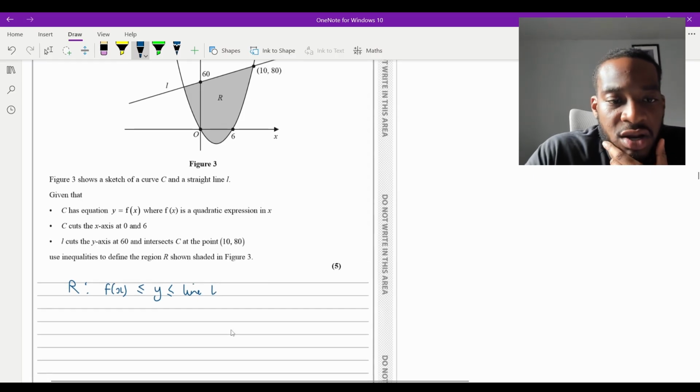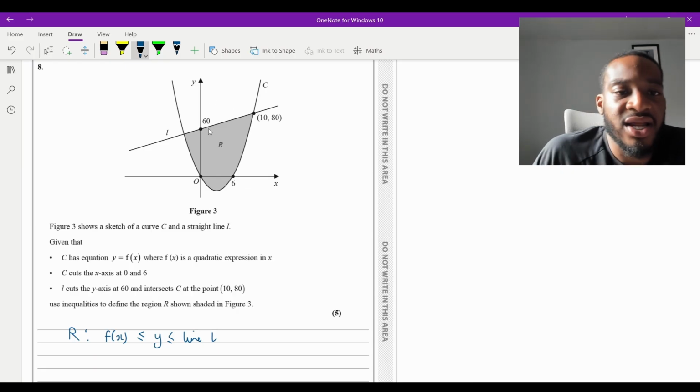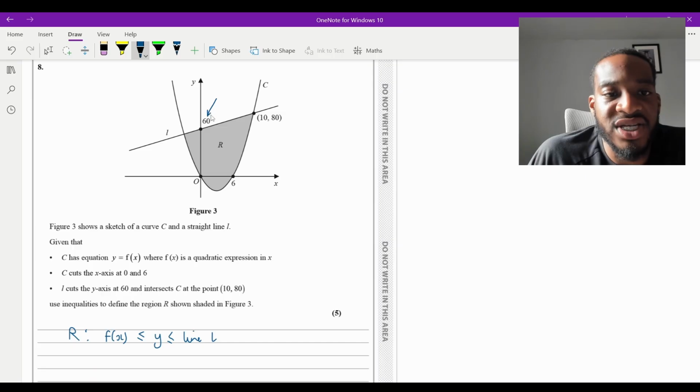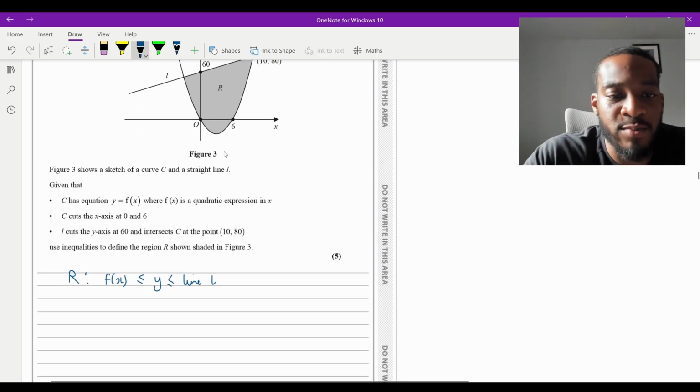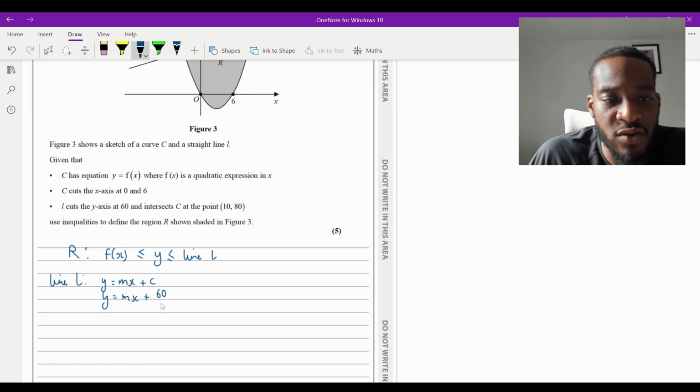So let's start. Let's do the line, because that's easier anyway. So what do we know about the line? We can see quite clearly that it has an intercept of 60. So for the line L, we've got y equals mx plus c. And we know the y-intercept is at 60. So I'm going to update this to say y is equal to mx plus 60 so far.